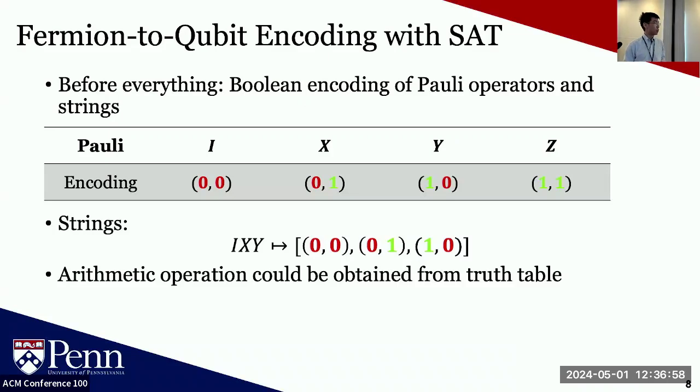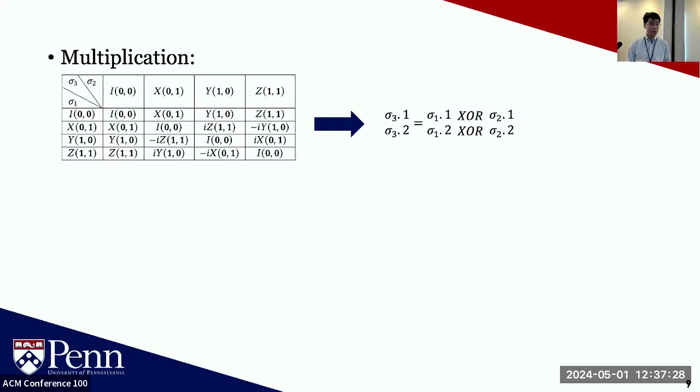To find valid fermion-to-qubit encodings with the SAT problem, we have to encode everything into Boolean formulas. And encoding the Pauli operator is quite straightforward. We just use a pair of Booleans to encode each Pauli operator, I, X, Y, and Z. And a Pauli string is just a sequence of different Pauli operators. And we also need a few more arithmetic operations on the Pauli operators. First, we have to get how to multiply two Pauli operators in the Boolean formulas. And since the coefficient of this multiplication in fermion-to-qubit encoding is not important, we just ignore it. And we could get the formula just from the truth table.